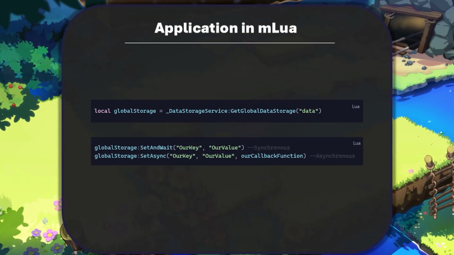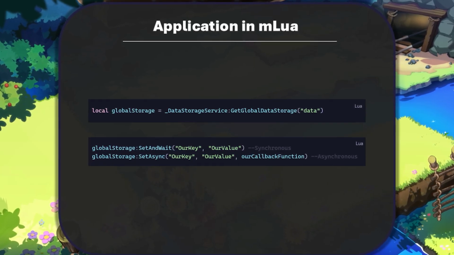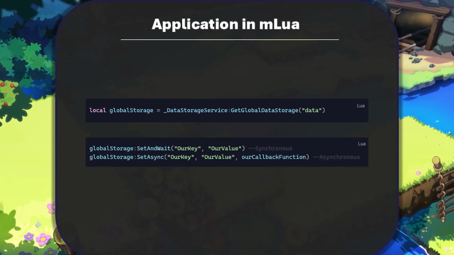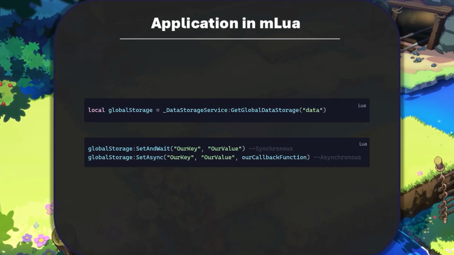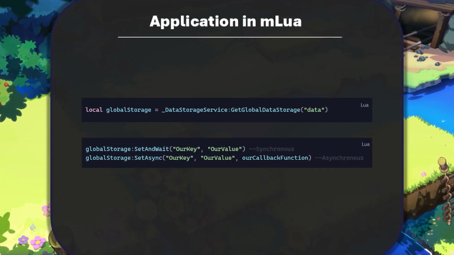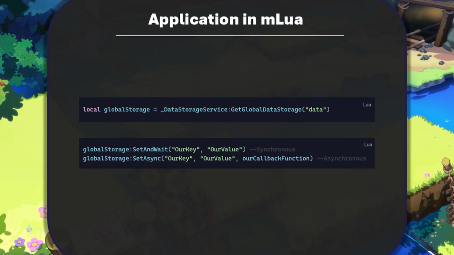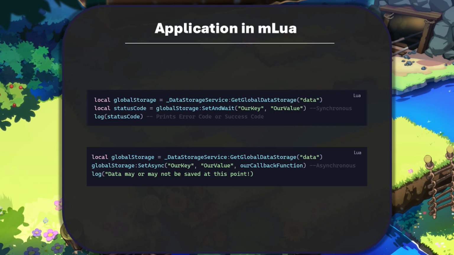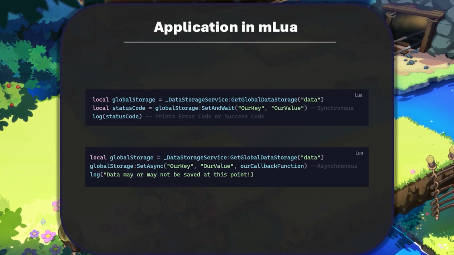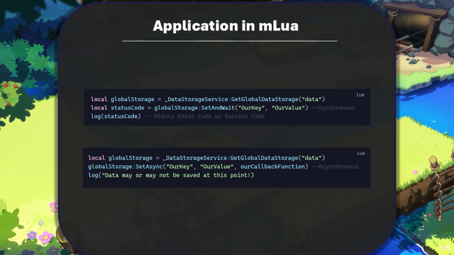Let's start our dive into how this is important with mLua. One of the most common situations you'll see while building your world is getting and saving data in data storage. If you've looked at this before, you'll have noticed that there are both synchronous and asynchronous ways of pulling data in mLua. For example, let's say we have a global data storage, and we want to save some data in there. mLua actually gives us two options. We can choose to set and wait, which will halt the progress of the current logic until it's finished saving that data, or we can choose set async, which will let us save the data in its own time and continue the next step in logic immediately.